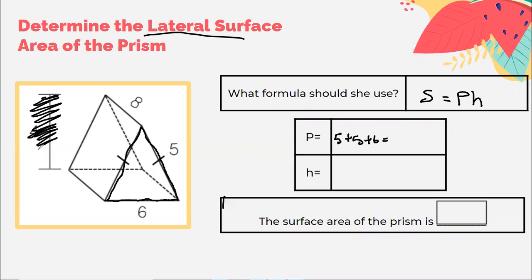You don't actually need this. If it asks for total, then you would, because you'd have to find area too. We don't need area. We just need perimeter, which is the outer edge, which is 5. This is also 5, and this is 6. Those add up to be 16.